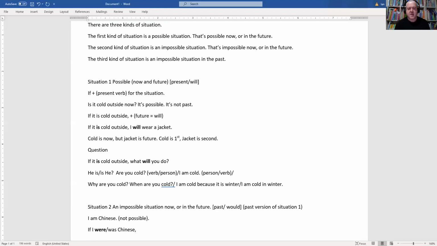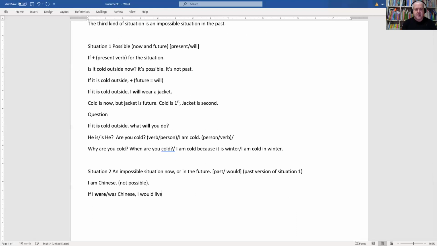So if I were Chinese, this is the situation. What happens next? Now we have to use would. So if I were Chinese, I would live in Beijing. Would I? No, I would live in Shanghai because it's warmer. I like warm weather. So if I were Chinese, I would live in Shanghai. Now remember, this part is first, and this part is second. An if sentence has two parts.